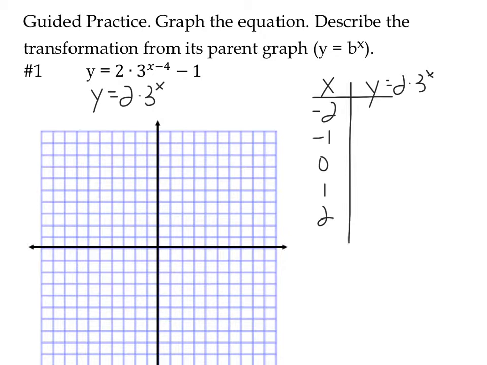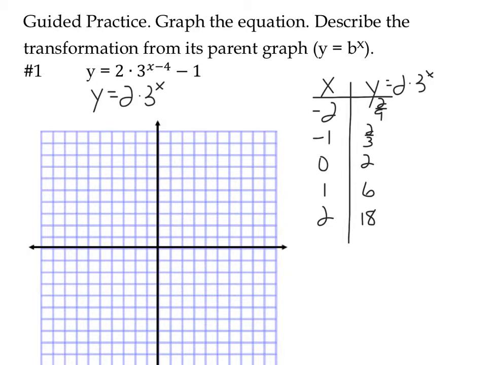And so if you put a negative 2 in for x, that's going to be 2 over 3 squared, so 2 over 9. And if you have decimals, that's fine. If you're putting them in your calculator and getting decimal answers, you can do that. Then we have 2 over 3. We put a 0 in. 3 to 0 is 1 times 2 is 2. 2 times 3 to the first would be 6. And then 2 times 3 squared, which is 9, so 2 times 9, which is 18.